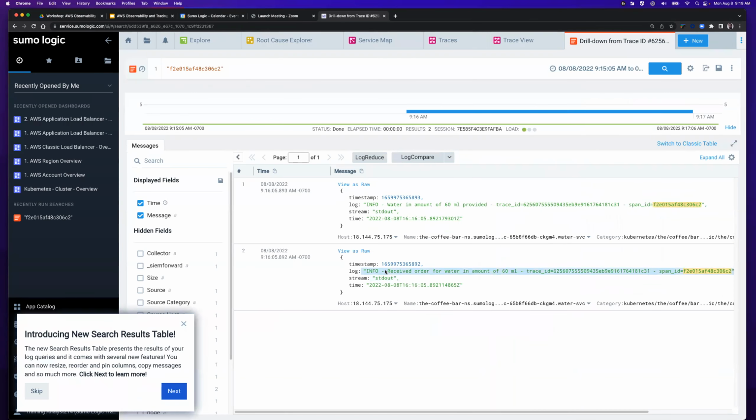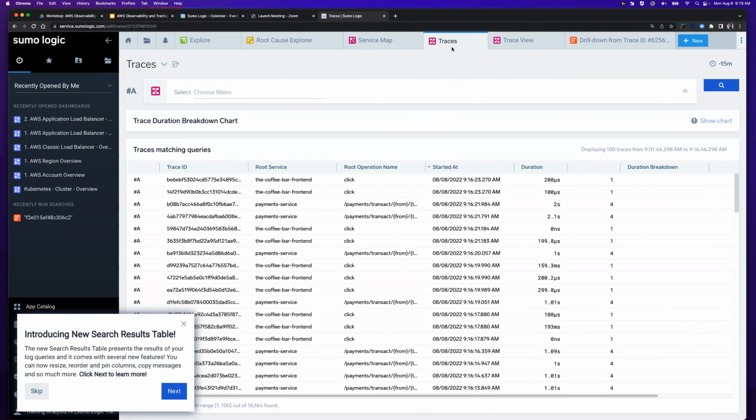And perfect. What I see here is the order was received for 60 milliliters of water to brew the cup of coffee. The water in the amount of 60 milliliters was provided. So the system checked, did I have the right amount of water? I did. Let me add it. Cup of coffee is starting to be made. And so that's how we can start to get even deeper, where using technology to view the details on making a cup of coffee is quite helpful. We can also, if I go back, let me go back to the trace view.